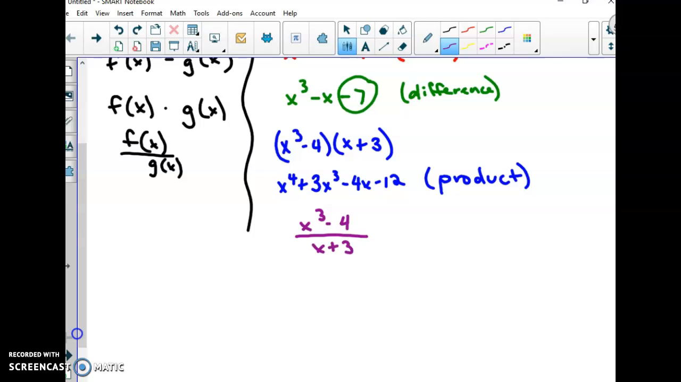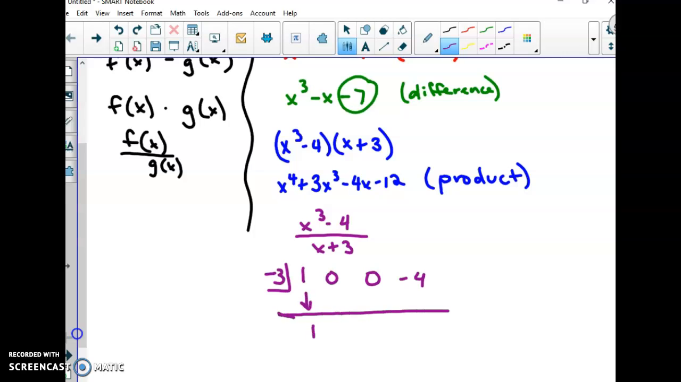Couple of different ways that you could do this. You could do synthetic division. You could do long division. It doesn't really matter. I'm going to do synthetic just because it's a lot easier. So 1, 0, 0, negative 4.